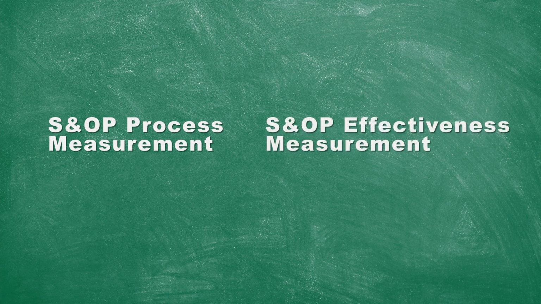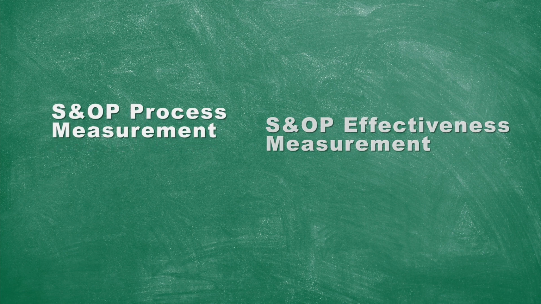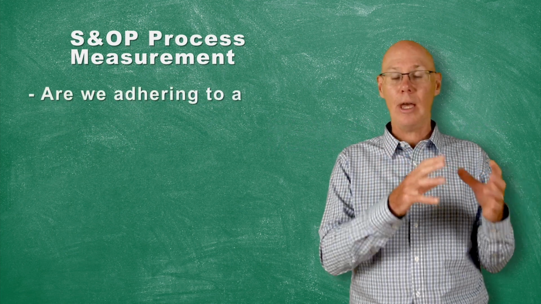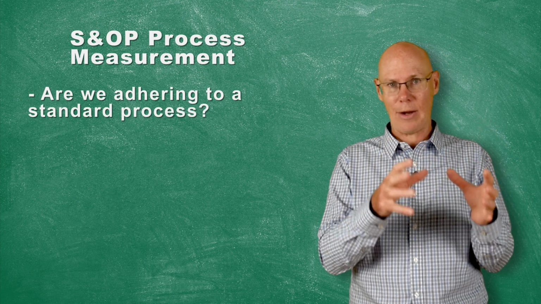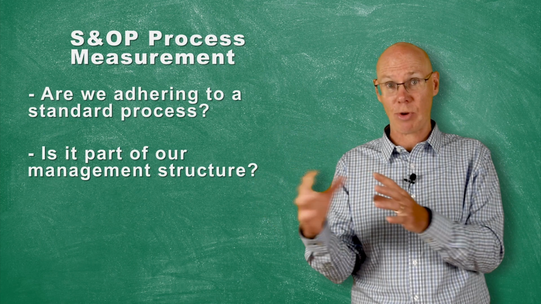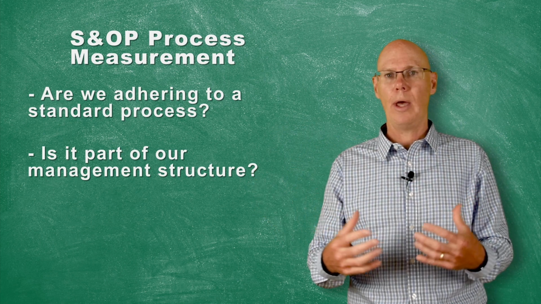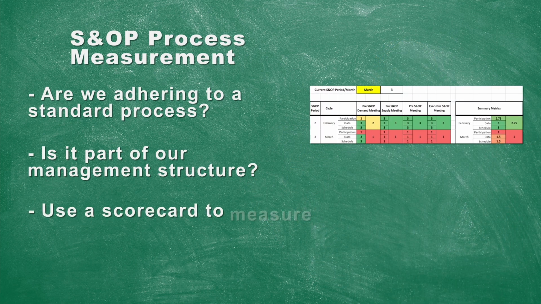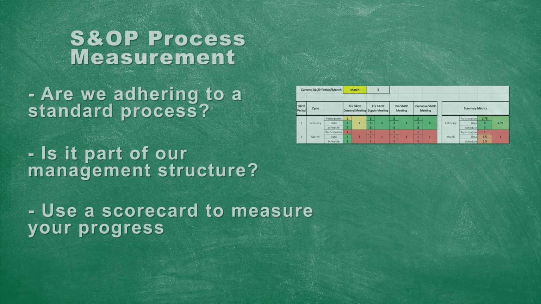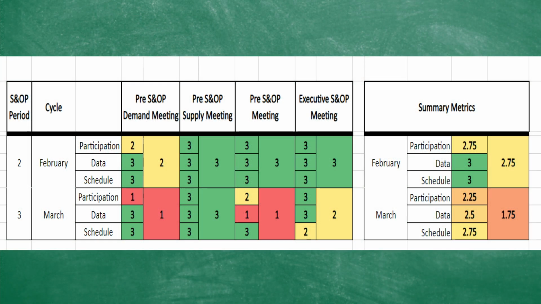So what do I mean by that? Well, an S&OP process measurement is really validating, are we adhering to a regular, standard, repeatable process? Is it becoming part of our management structure or the company culture? And I really recommend using a scorecard to evaluate where you're at with this. And there are three things that are really part of that process measurement.